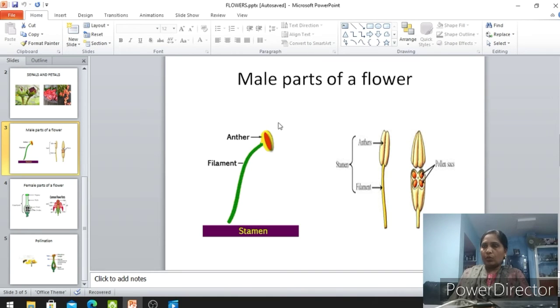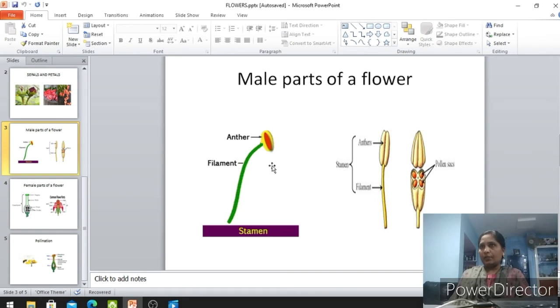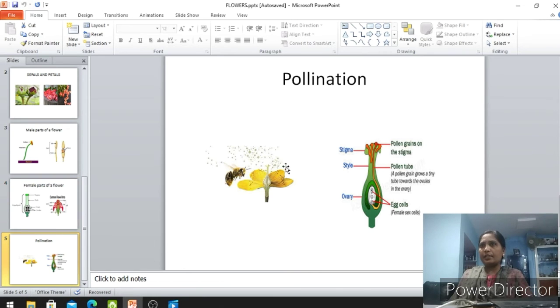Pollination means transfer of pollen grains. You know what's the meaning of pollen grain? The male part of the flower is known as pollen grains. So these pollen grains will go and fall on the stigma. So the transfer of pollen grains from anther to the stigma is known as pollination.